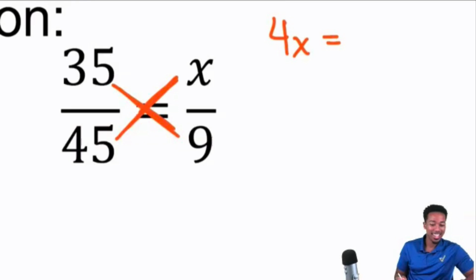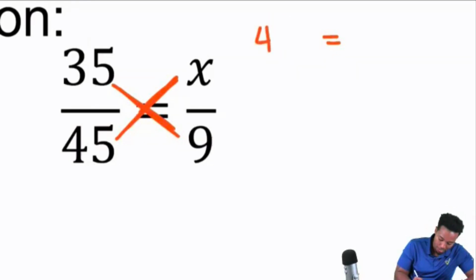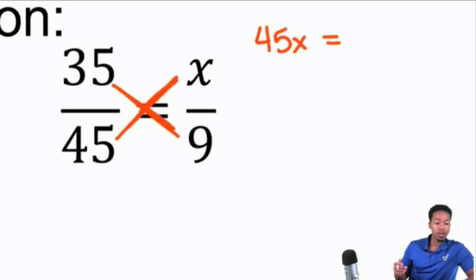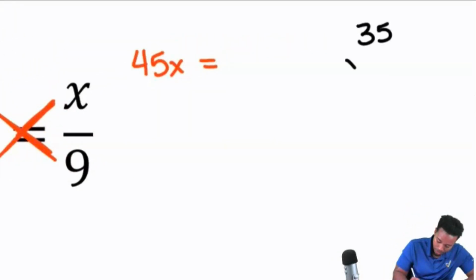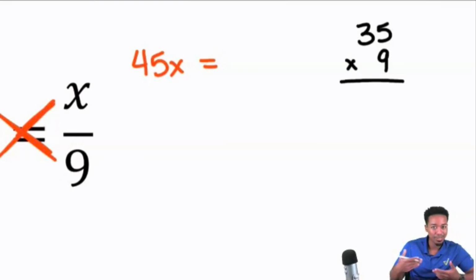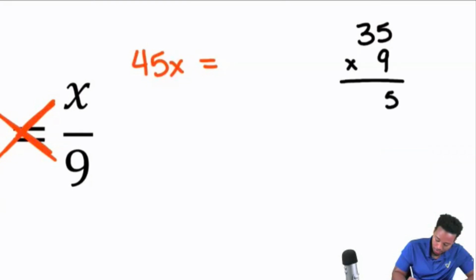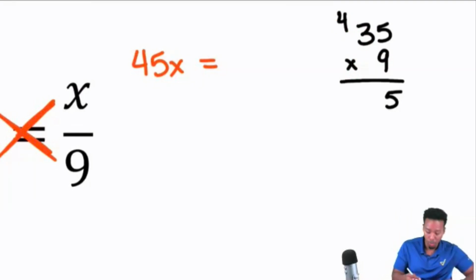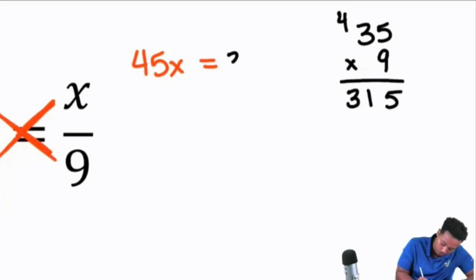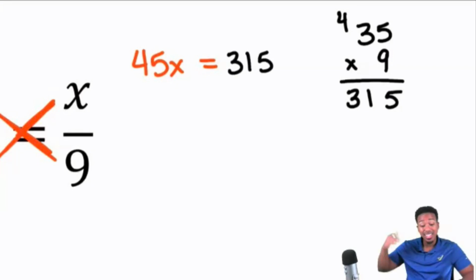35 times 9. Oh, I did 45x. That's my fault. So that'd be 45x. And so from there, we have 35 times 9. So here's the problem with doing it this way. You'll have your 35 multiplied by 9, and you'll actually have to compute this. 5 times 9, that's going to give you 45. Then you're going to have 3 times 9, that's going to be 27, plus the 4, 31. So you have 315.